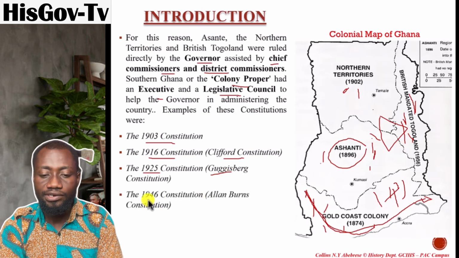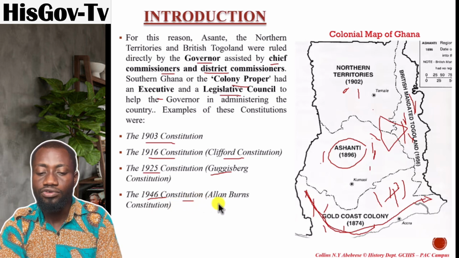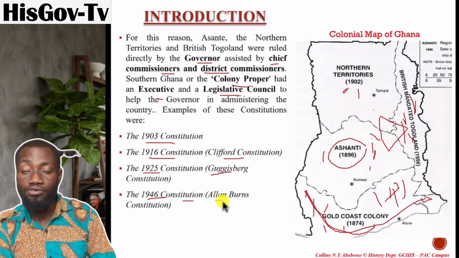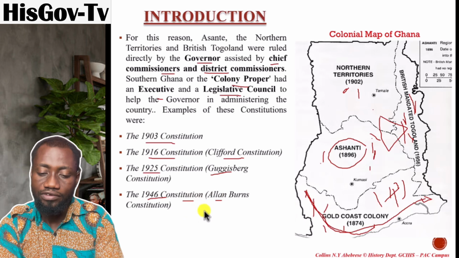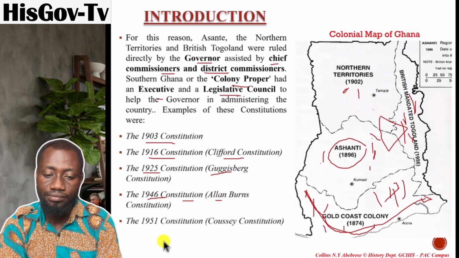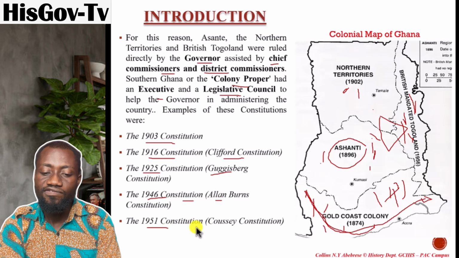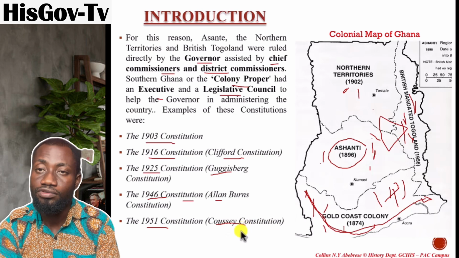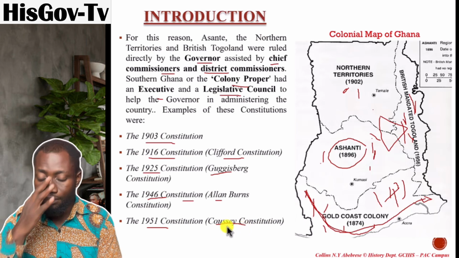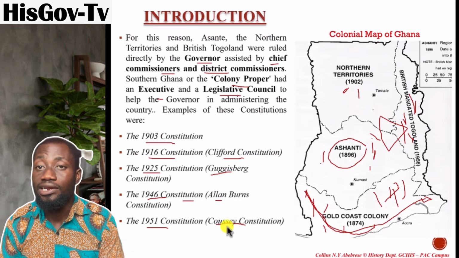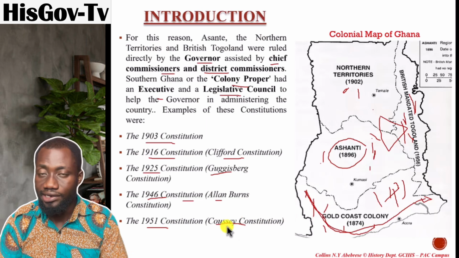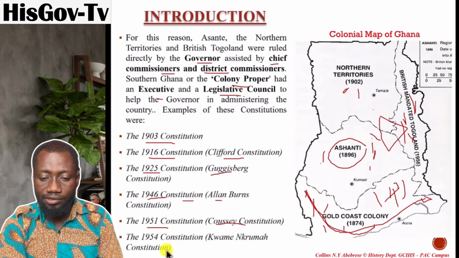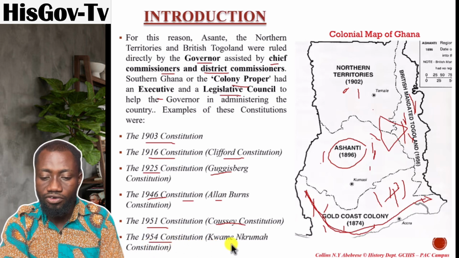And then in 1946, there was another constitution introduced by Governor Sir Alan Burns, and because he introduced the constitution, it was named after him. It was known as the Burns Constitution. Then we shall look at the 1951 Constitution, also known as the Coussey Constitution. It was set up by this man, Henry Coussey, and so it was also named after him. I think he was the chair in the drafting of that constitution. Yes. So then the last one, we talk about the Nkrumah Constitution.